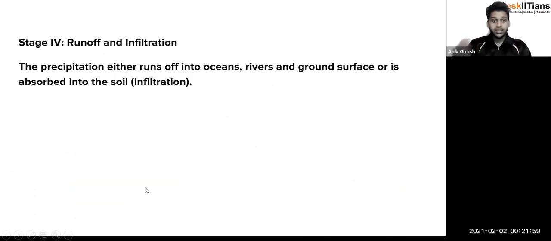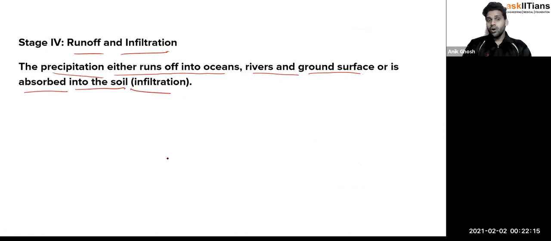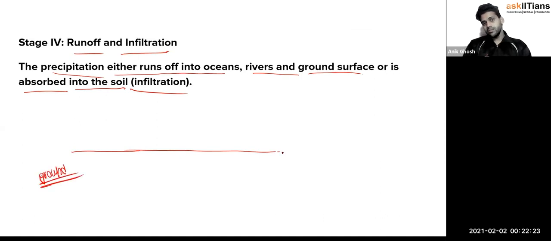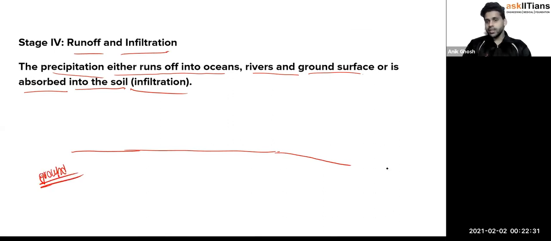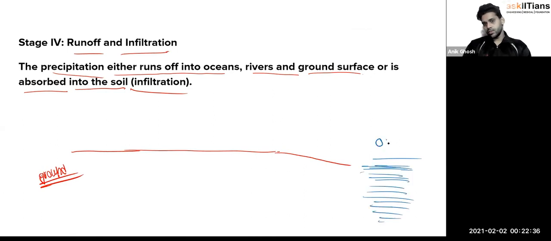Now the fourth stage is runoff and infiltration. Now what is infiltration and what is runoff? The precipitation either runs off into oceans, rivers and the ground surface, or it is absorbed into the ground. That is called infiltration. So when we consider that this is the ground, and the ground is meeting the oceans, right? So this is the ocean for you.